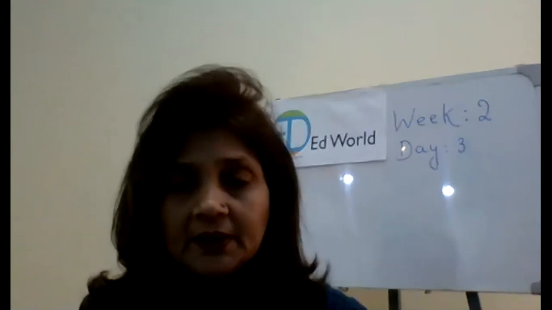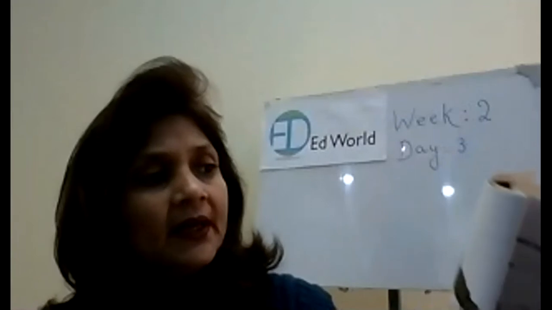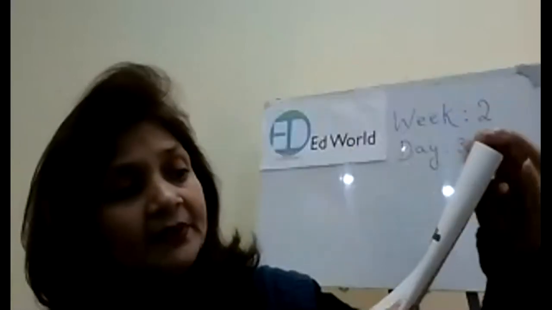So if you look in your book on page number 10, you will find different animals which have different coats. There are many different kinds of animals. They are of different colors. Angel fish is here. A chameleon is also shown. You can say that a chameleon can change its color to hide from its enemy.